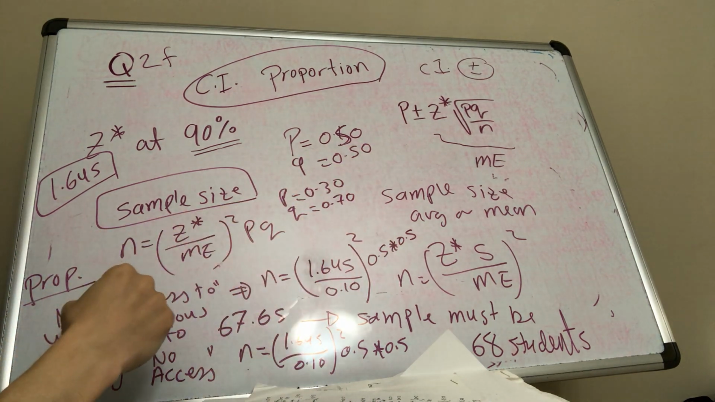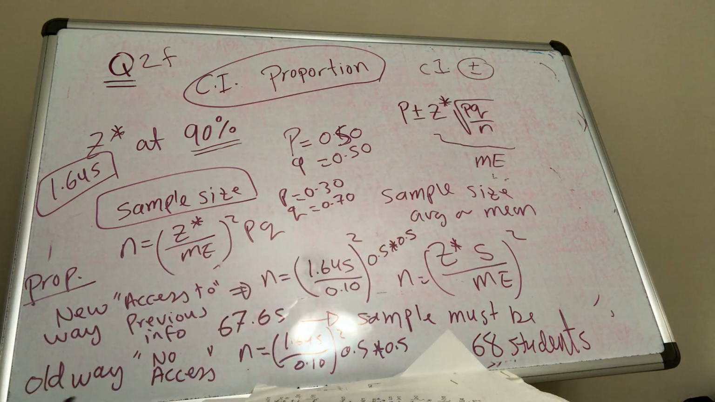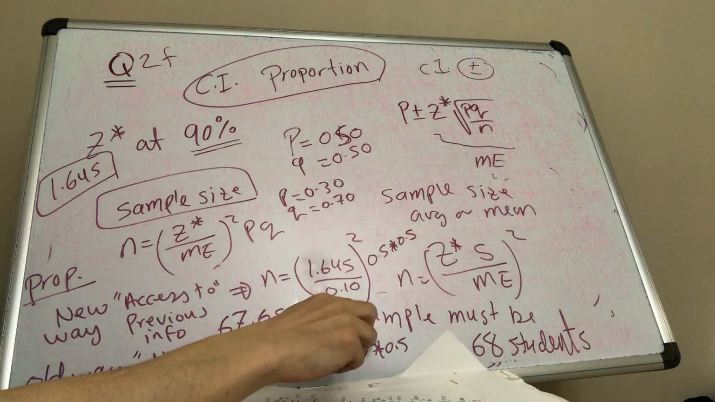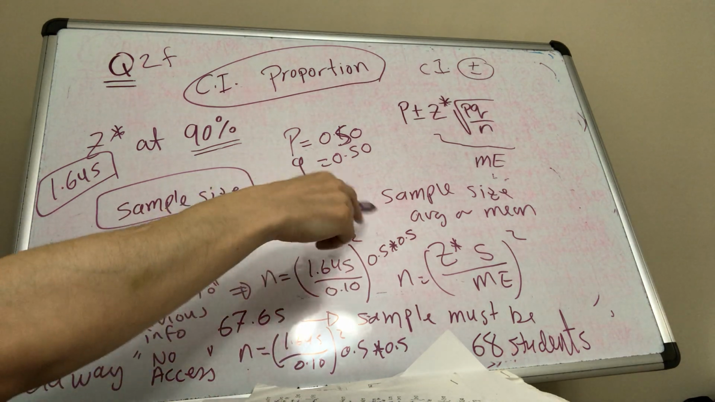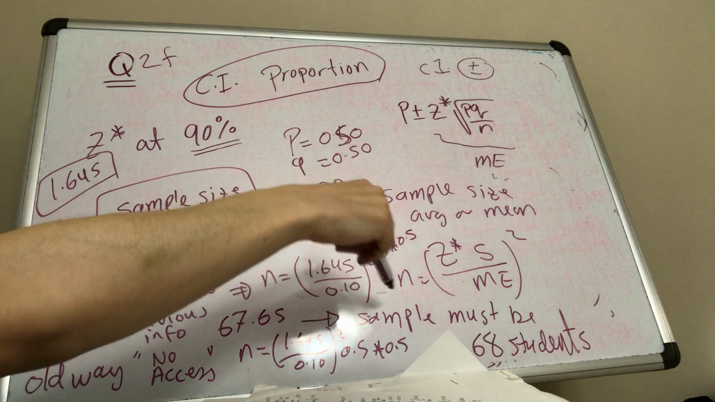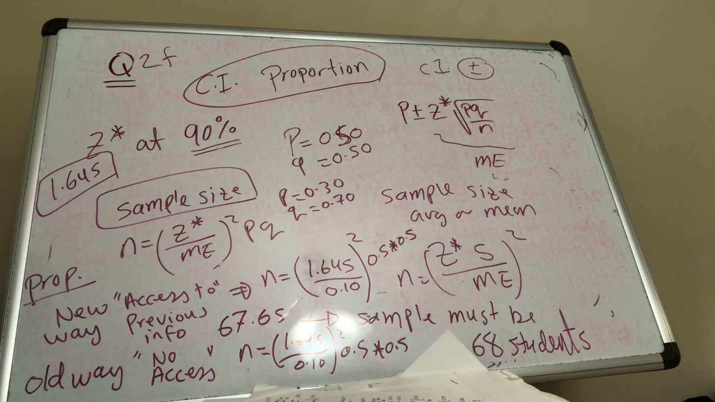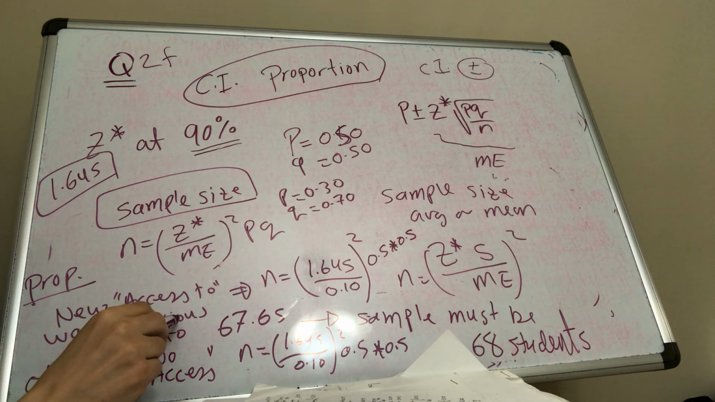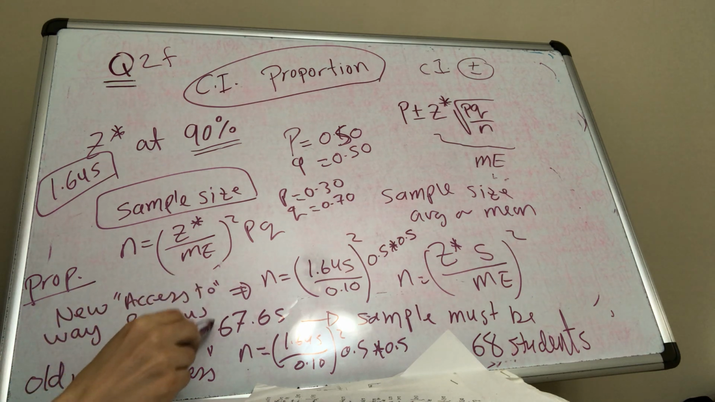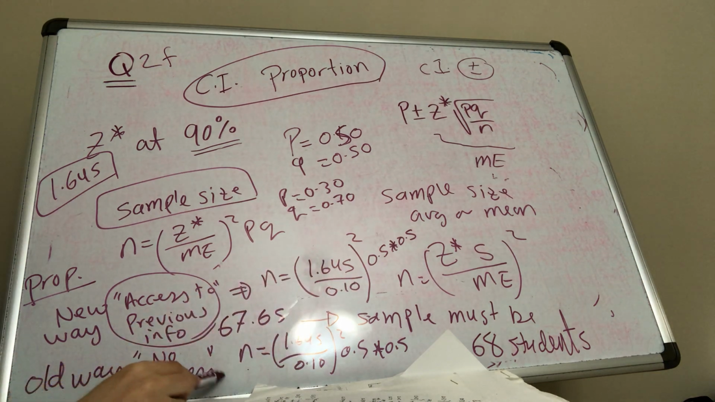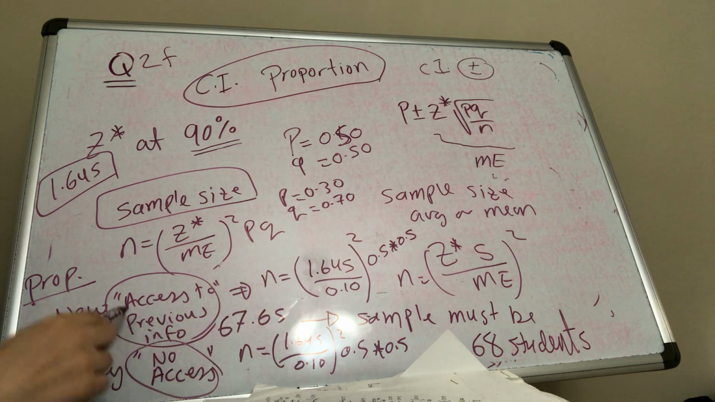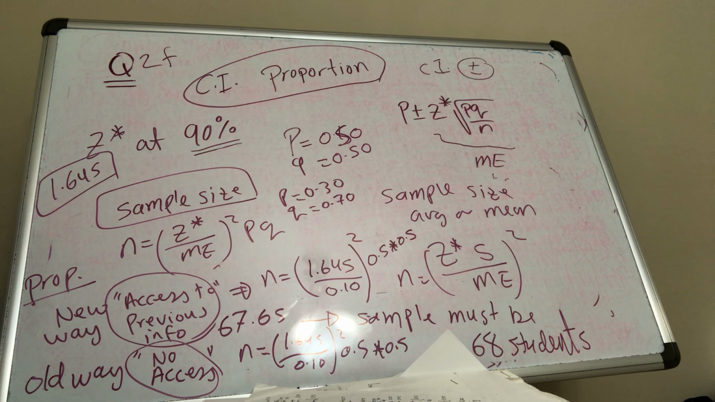So in the new way, you would use the 30 and the 70. In the old way, you always assume it's 50/50. But in this case, they match. The old way and the new way match, so it doesn't matter. The question is, which way do we do in the exam? If he mentions do it the new way, or if he mentions assume access to information, do it the new way. If he mentions no access, do it the old way. If he doesn't, I'll do it both ways. Okay?